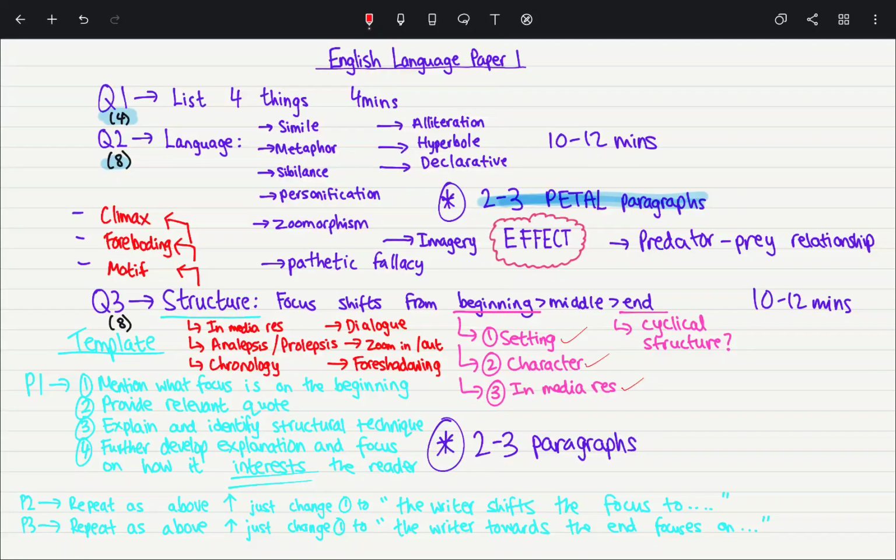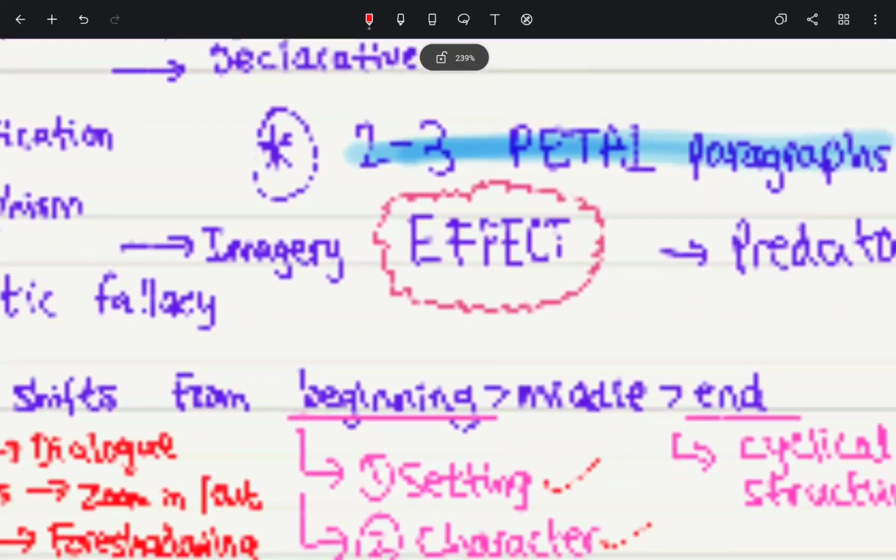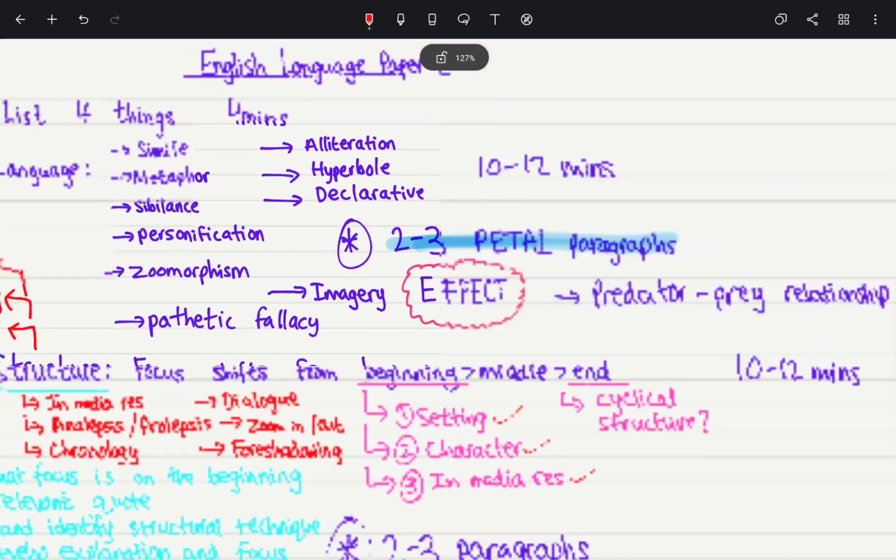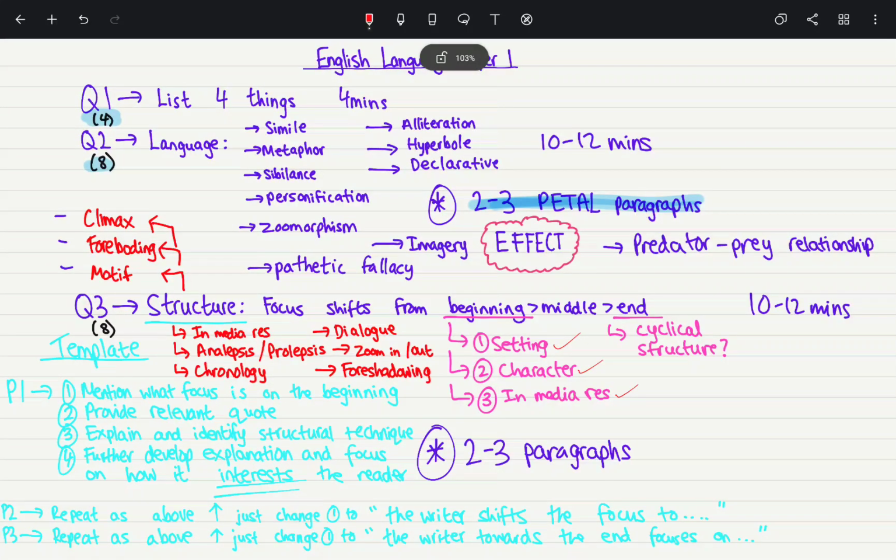So it is 8 marks. In terms of timing, you should spend around 10 to 12 minutes on the question. But importantly, to score the top marks, you need to explore the effect. As you can see, I've circled it here. What is the effect of language, and importantly, what effect does it have on the reader? That's how you would score the top marks.